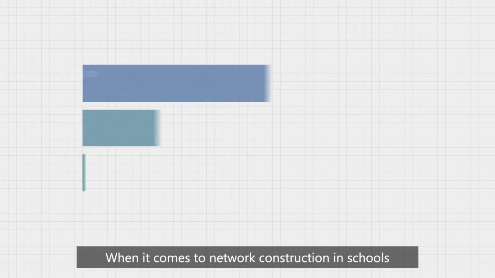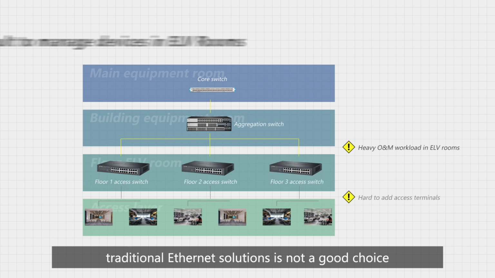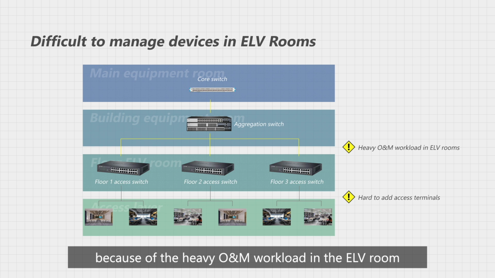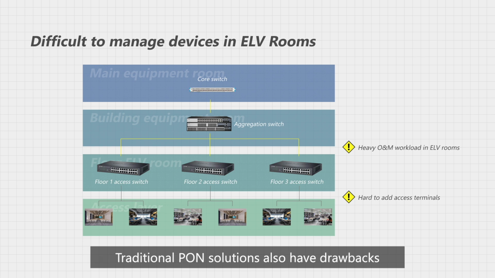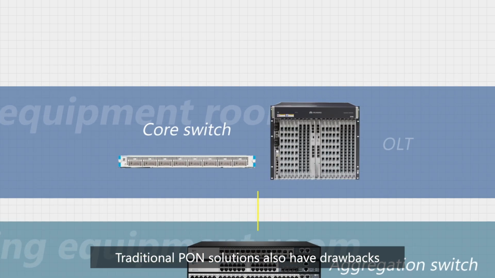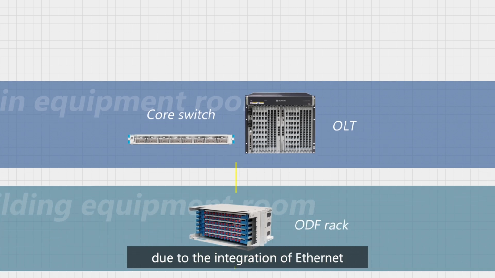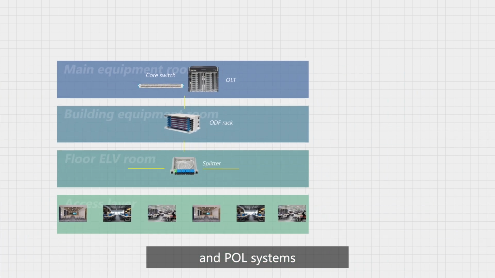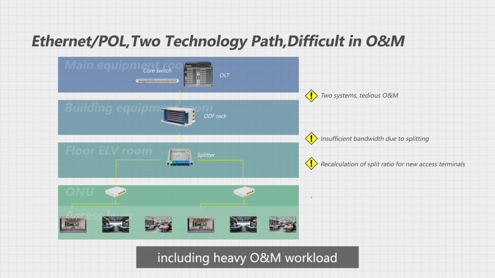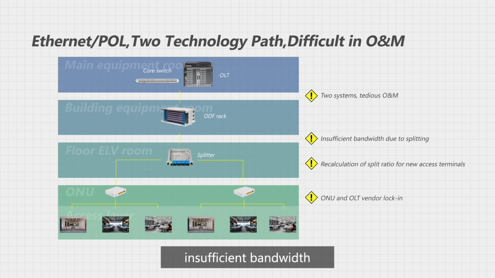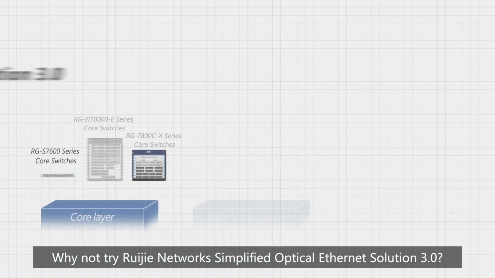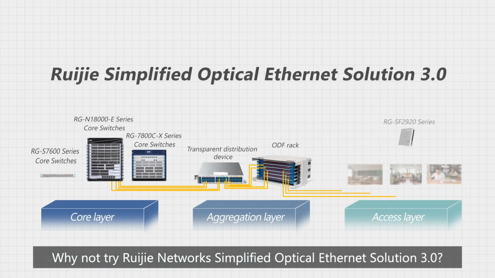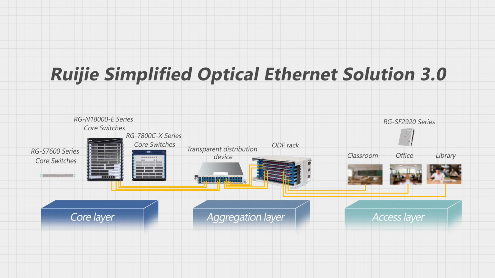When it comes to network construction in schools, traditional Ethernet solutions are not a good choice because of heavy O&M workload in the ELV room. Traditional PON solutions also have drawbacks due to the integration of Ethernet and PON systems, including heavy O&M workload, insufficient bandwidth, and optical splitting. Why not try Ruijie Network Simplified Optical Ethernet Solution 3.0?